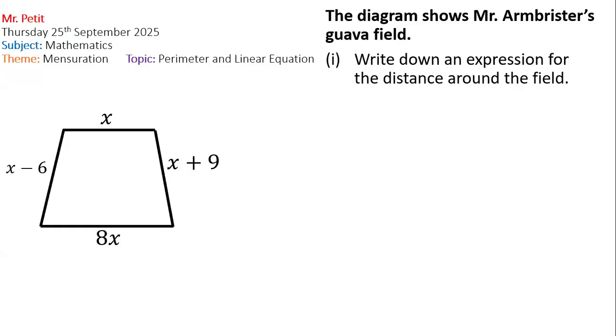The diagram shows Mr. Bristol's guava field. Number 1: write down an expression for the distance around the field. Very good. So we're going to write down an expression for the distance around the field.